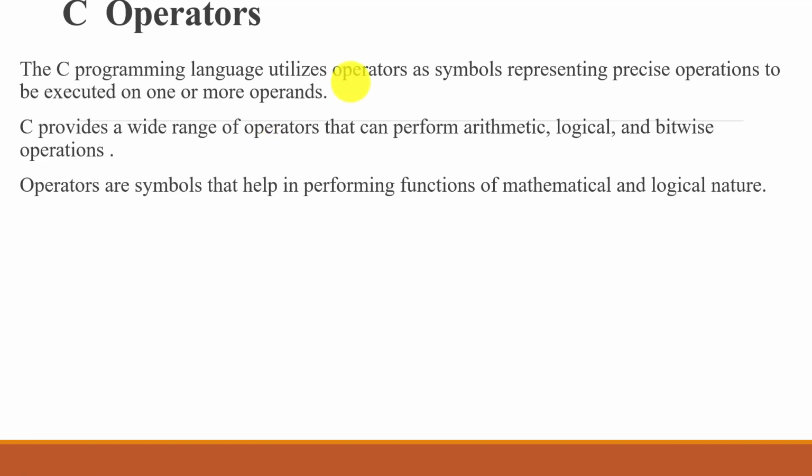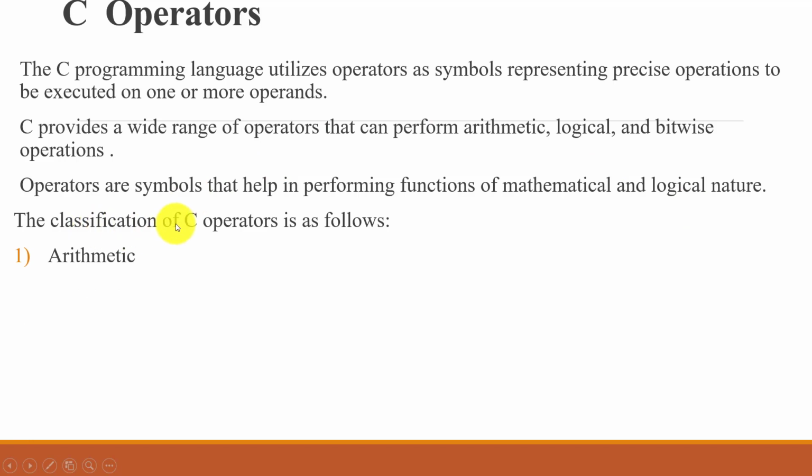Now C provides different operators which can perform functions of a mathematical and logical nature. Depending on that, there is some classification, which you can refer to as the types of C operator. The first is the arithmetic operator, the second is the relational operator, and next are the logical and bitwise operators. These four are the basic types of operator. Let's understand one by one what arithmetical, relational, logical and bitwise operators are. First, let's understand the arithmetical operator.